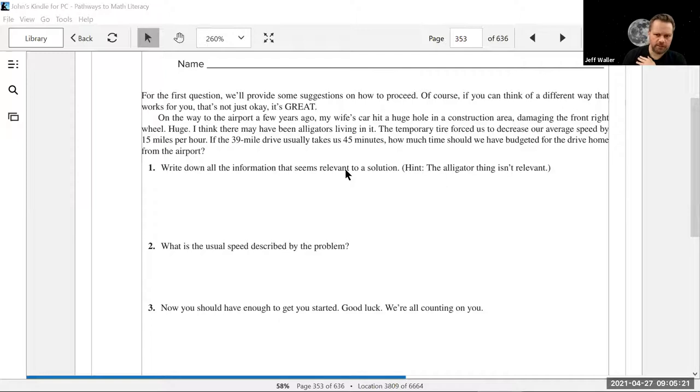Relevant information means, if I said I want to go to the store to get 7 bagels, and the store is 12 miles away, and I'm going to go 60 miles an hour, what would not be relevant would be the 7 bagels, correct? If I want to know how long it's going to take me to get to the store, you're not going to say, well, let's see, you want 7 bagels, right? Not 6. That doesn't affect it, do you understand? Here, this is kind of silly, but the irrelevant information is that there may be alligators living in this pothole or this hole. That's irrelevant.